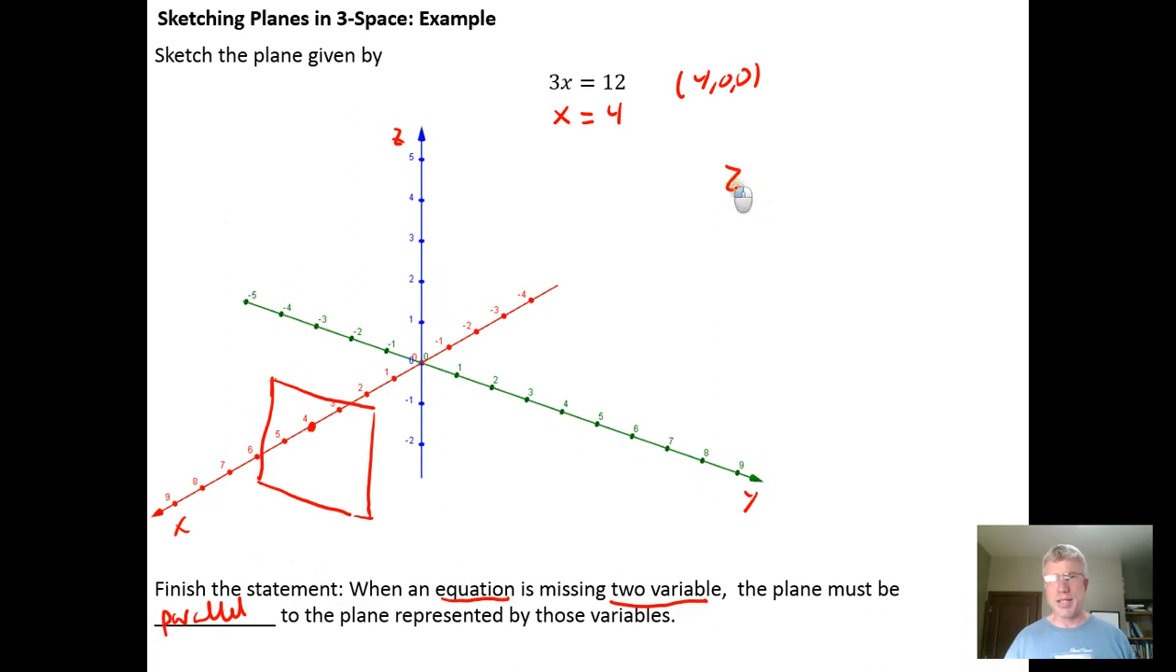Had I had an equation like z equals 2, then z equals 2 would be right here. You'd get a plane. You'd have to draw it parallel to the x-axis and parallel to the y-axis, and the plane z equals 2 would be parallel to the xy plane. So it'd be like a flat table sitting 2 units above the xy plane.